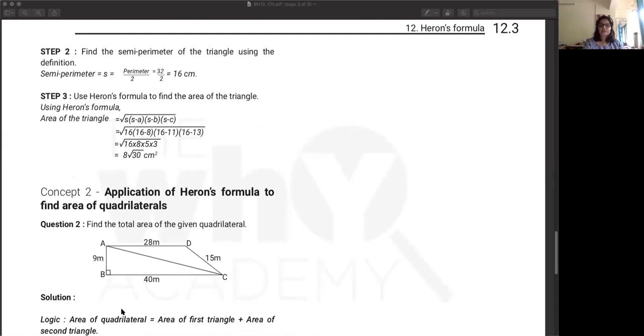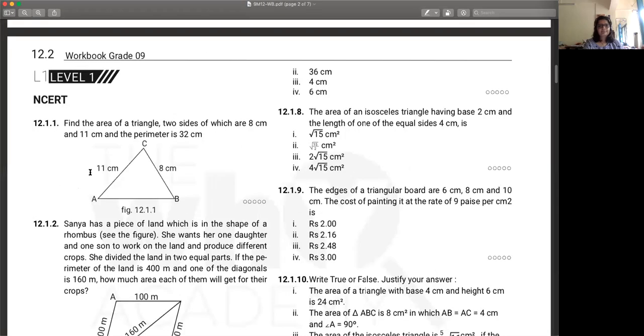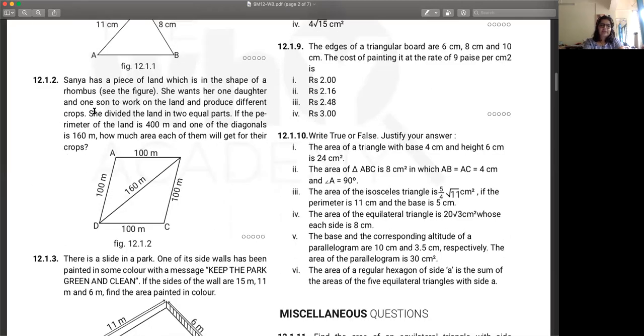Okay, so now let's get to the workbook. We'll start with level 1. New share, workbook, share. Okay, so 12.1.1 is the example problem that we just solved, so we'll skip that for now.